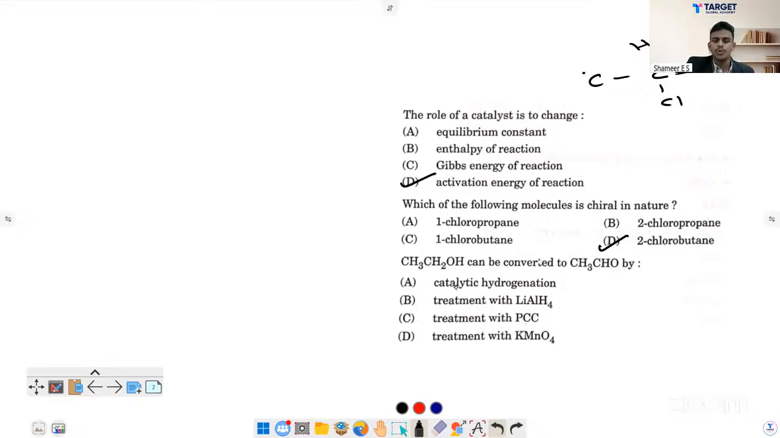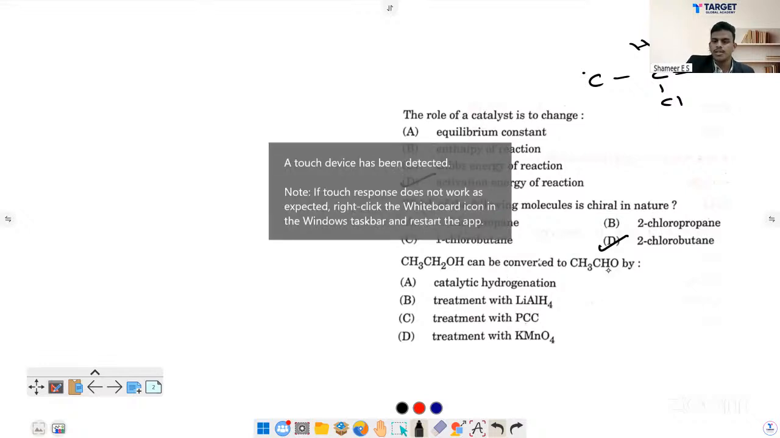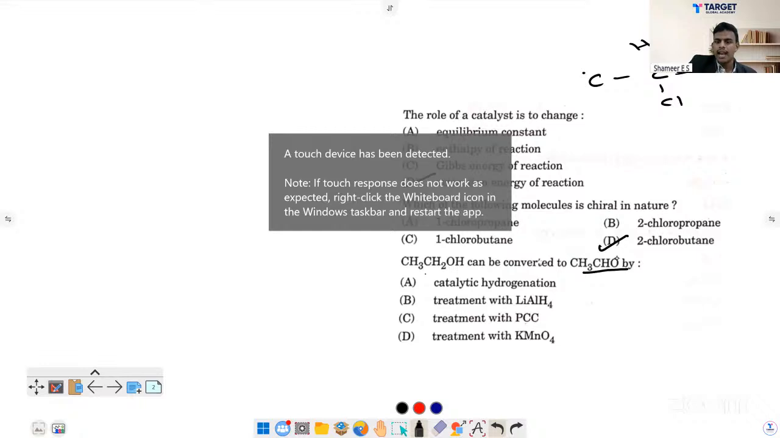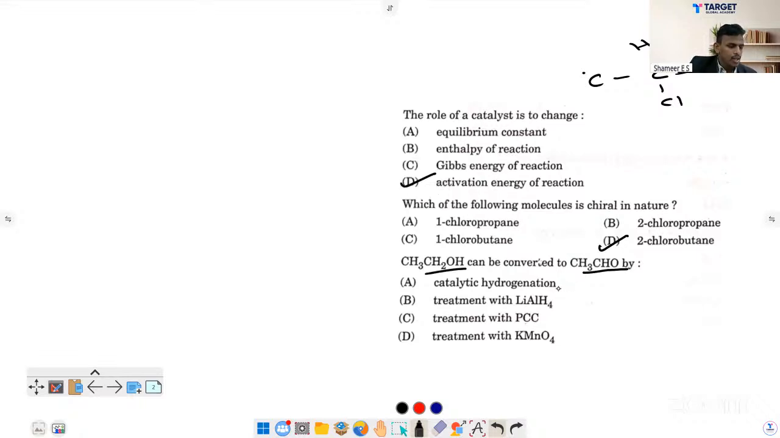CH3CH2OH can be converted to CH3CHO by. This is an important question, and it is very easy. Alcohol to aldehyde is an oxidation. For oxidation we need an oxidizing agent, right? For the oxidizing agent we can use PCC, which is a mild oxidizing agent.